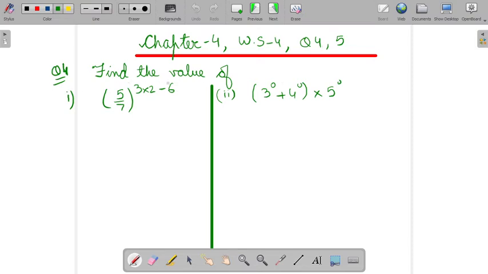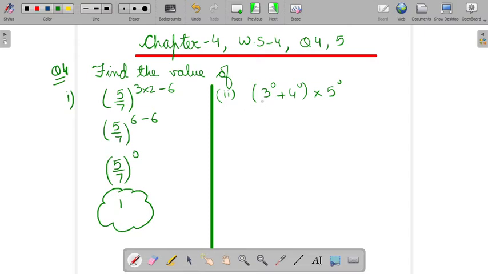Question 4 is find the value of. So we have to solve it to get its value. Solve the power first. So it would be 6 minus 6, 3 into 2, 6 minus 6. Use the BODMAS. So 5 by 7. 6 minus 6 would be 0. So as you know it very well, anything power 0 will always be equal to 1.